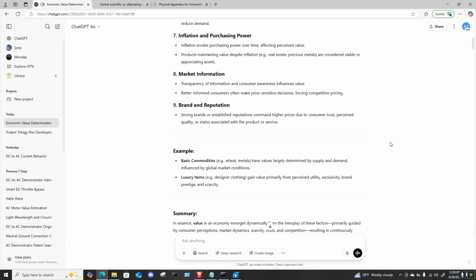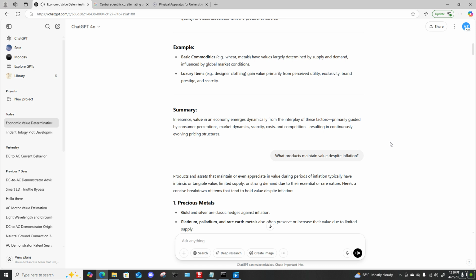8. Market information. Transparency of information and consumer awareness influences value. Better informed consumers often make price-sensitive decisions, forcing competitive pricing. 9. Brand and reputation. Strong brands or established reputations command higher prices due to consumer trust, perceived quality, or status associated with the product or service. Example, basic commodities, e.g., wheat, metals, have values largely determined by supply and demand, influenced by global market conditions. Luxury items, e.g., designer clothing, gain value primarily from perceived utility, exclusivity, brand prestige, and scarcity. Summary. In essence, value in an economy emerges dynamically from the interplay of these factors, primarily guided by consumer perceptions, market dynamics, scarcity, costs, and competition, resulting in continuously evolving pricing structures.